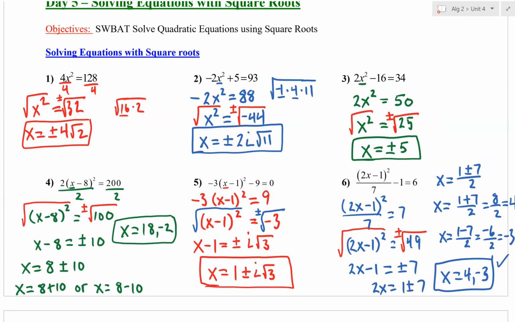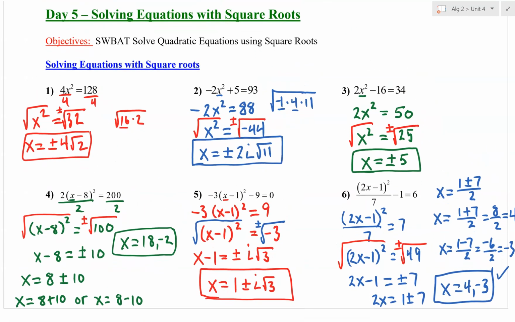That's really all there is to today's lesson. Hopefully we understand what's going on here. Anytime you see any of these where you have an equal sign and you only have one x, then all you need to do is get the x by itself.